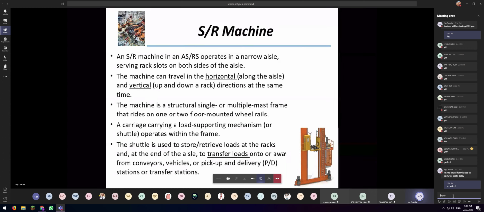So your storage and retrieval machine within your automated storage and retrieval system will have to operate in an aisle where it serves the different rack slots. So the machine will have to travel in the horizontal and vertical directions at the same time or individually. And so basically this carriage will have to go to your pre-programmed slot based on, okay, so right now I need this particular item. This item is in this slot. And so you will use a shuttle to transfer your loads and bring it to the delivery station, bring it to the place where maybe your tractor is waiting.